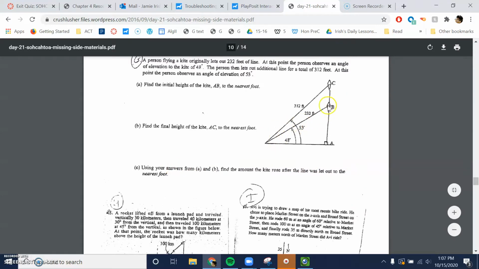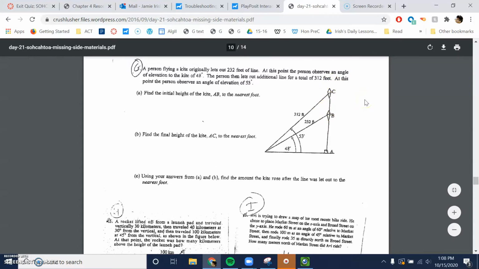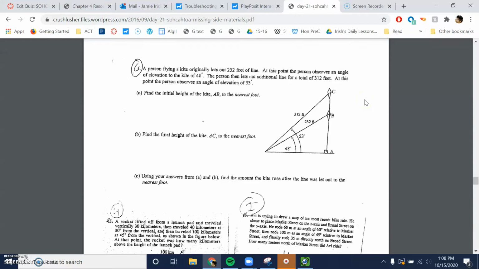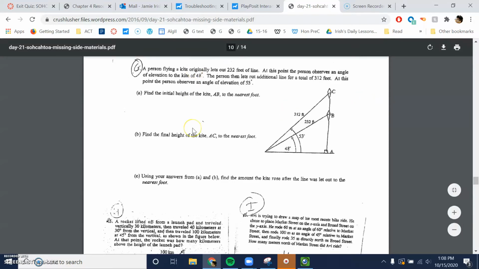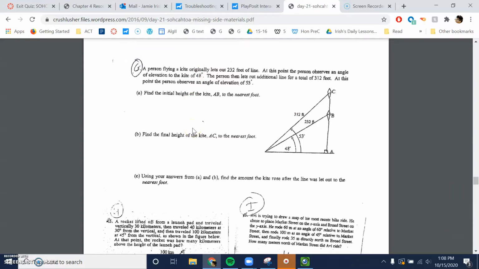So 232 feet right here. You let out some line. Now it's 312 feet. How far did it rise right here? So B to C. That's essentially what you're trying to find. Pause the video and see if you can find that. Ready, set, go. All right, so these steps are all on the way. So check this out. This is how I'm going to do it.